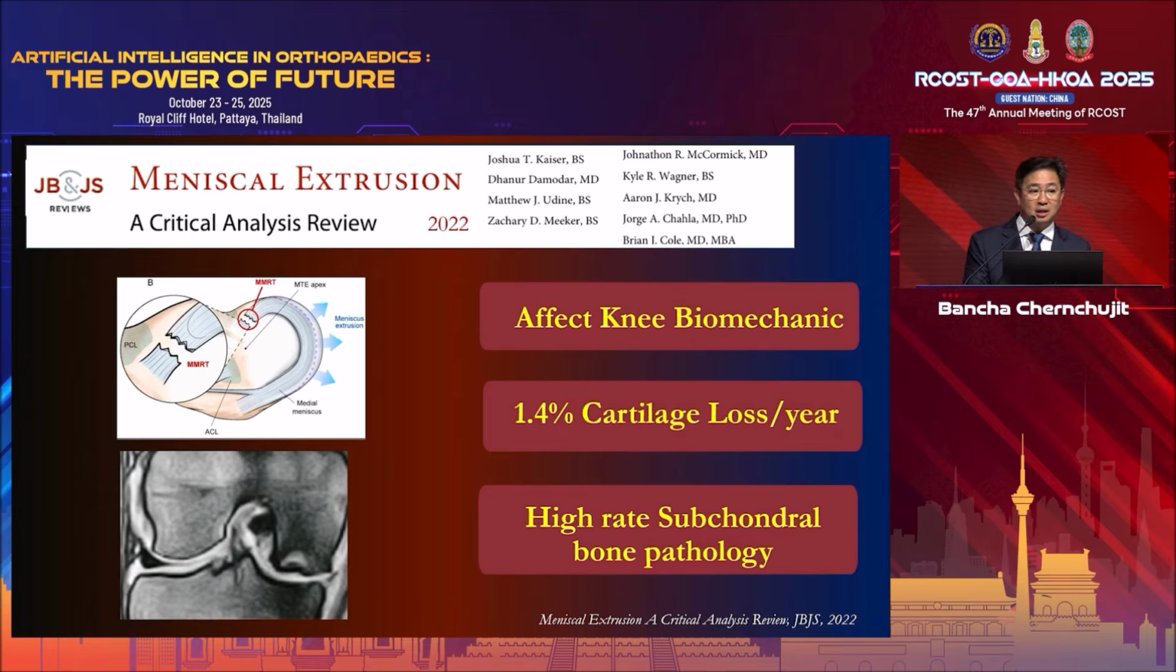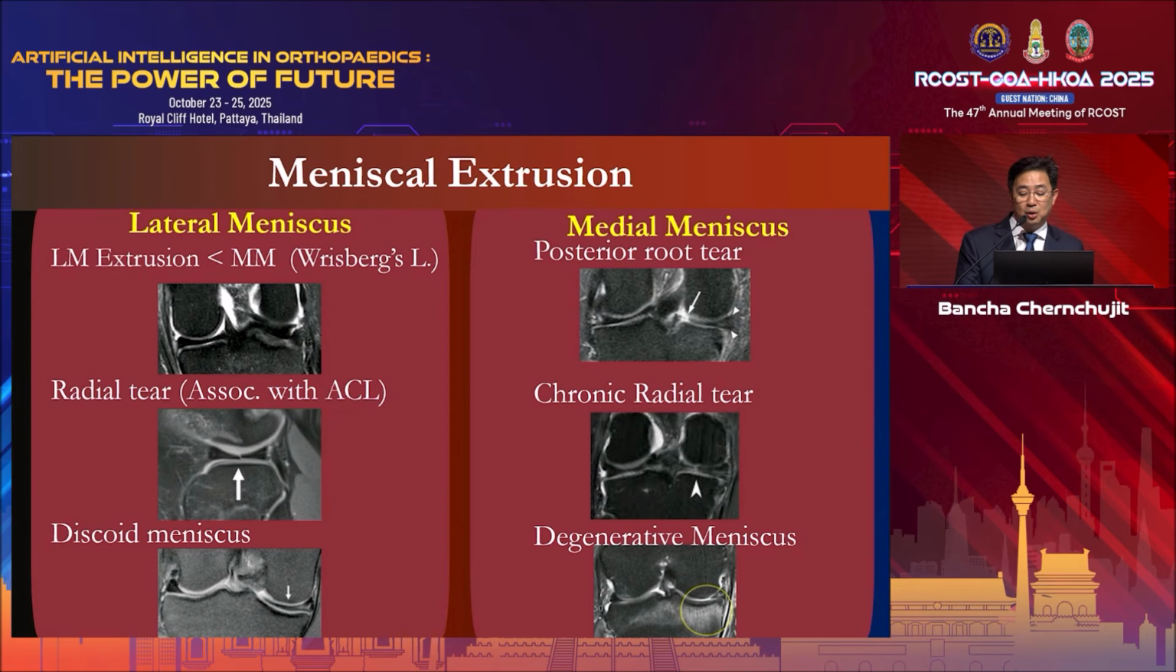And as I said, the cartilage loss is about 1.4% per year. There's also a high rate of subchondral pathology like osteonecrosis, right? When you see osteonecrosis, think about root tear or meniscus extrusion. The medial and lateral meniscus are different.